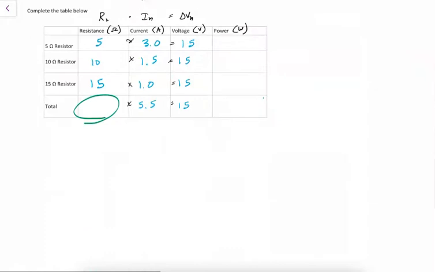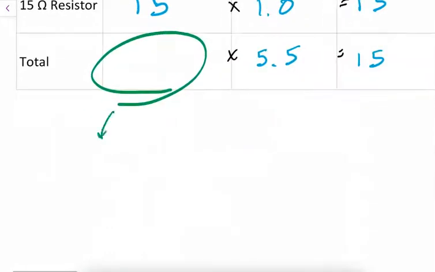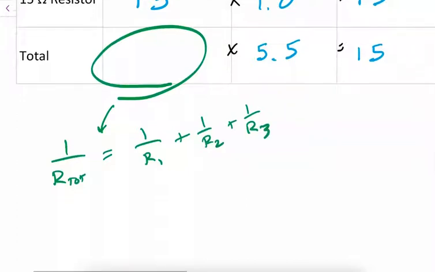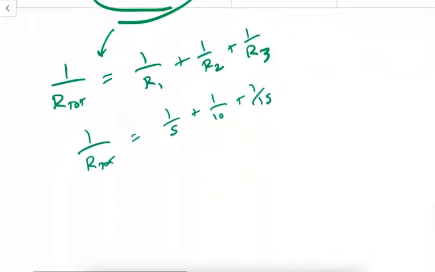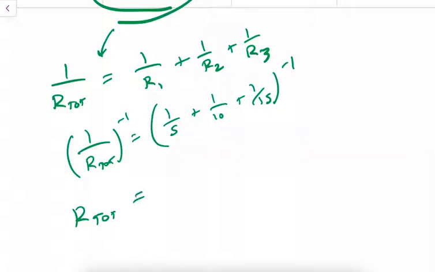So that relationship is 1 over the total resistance is equal to 1 over R1 plus 1 over R2 plus 1 over R3. So I'm going to end up with 1 over R total is equal to 1/5 plus 1/10 plus 1/15. Or I can see this as, if I inverse both sides, I'll get R total is equal to this calculation of 1/5 plus 1/10 plus 1/15.